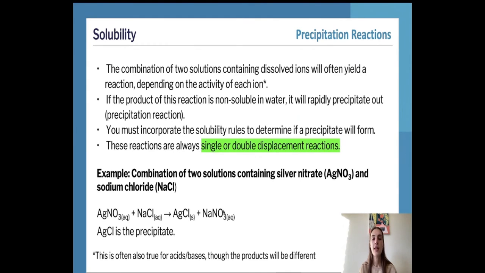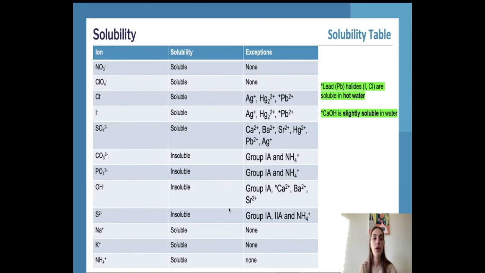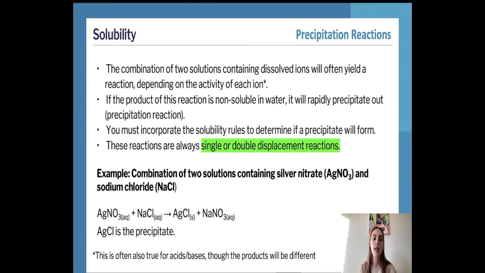Then our other one was NaNO3. When we look for Na, we can see it is the sodium ion, it is soluble, and it has no exceptions to its rule. So that means regardless of what is bonded to a sodium ion, it will be soluble. So we know that the NaNO3 will be soluble in water, and so it will form into the aqueous state. So we know that AgCl will be our precipitate.